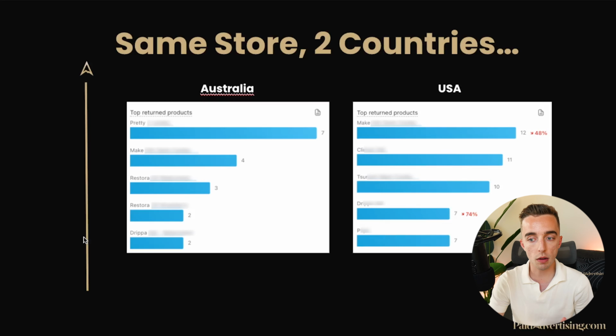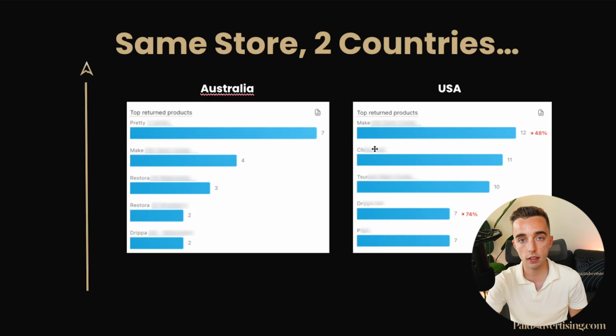As an example, the top returned products, right? The products people dislike the most or that they have to return the most. Look at this. Australia. First one starts with the word pretty. It's nowhere to be found on the list in the USA. So it's not even in the top 5 in the USA. Second one is make something. Oh, okay. This is the second one in Australia, but it is the first one in the USA. Then second one in the USA, Cly something, not there in Australia at all.